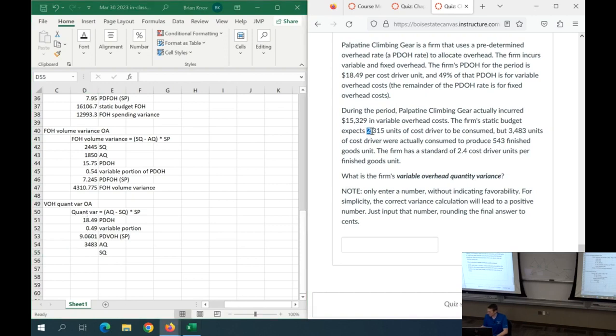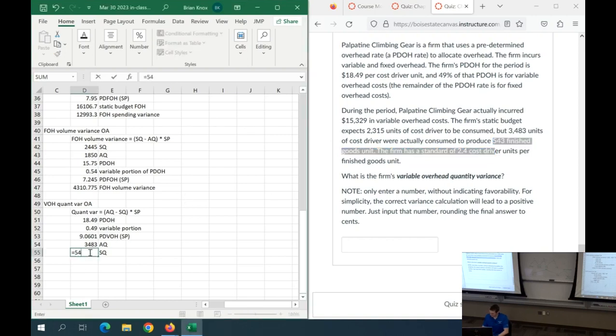Repeat one more time. We're tempted to follow this, take this number right here and use it. That would be wrong, again, for the same reasons as we said before. Instead, we have to multiply 543 times 2.4. I want to break that out so when you're reviewing it later, you can see what I'm doing.